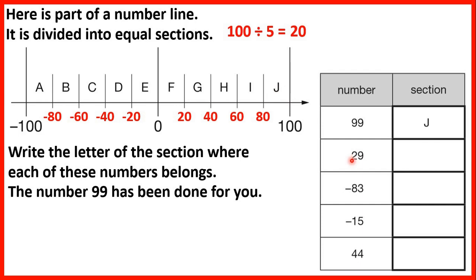So where is the number 29? Well, that's between 20 and 40, so that's in section G. And now minus 83 is less than minus 80, so between minus 80 and minus 100, so that's section A. Minus 15 is between 0 and minus 20, so that's in E. And then 44 is between 40 and 60, so that's section H.